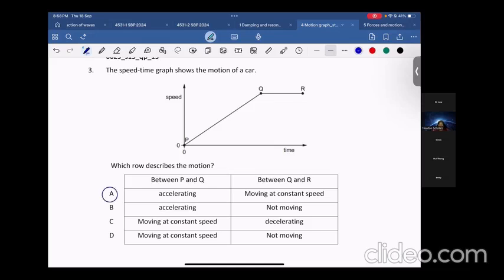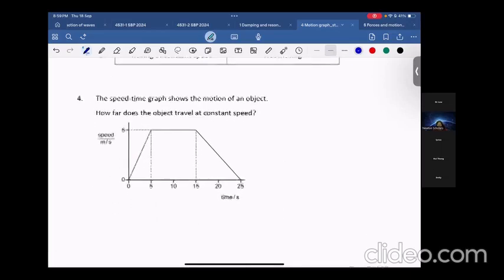The answer will be A. This is acceleration, because speed is increasing. Constant acceleration. Okay, QR here. You see, this is the speed with a certain value. Let's say we put 10 meters per second. So this part actually has motion. It is moving with constant speed. So the answer is A.